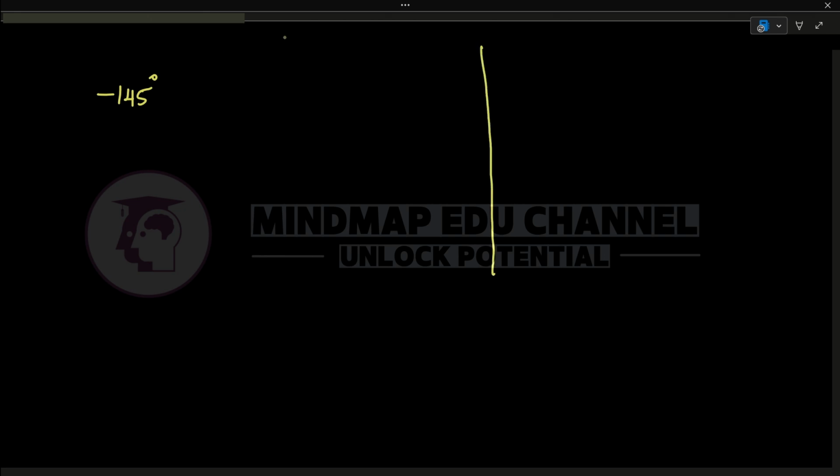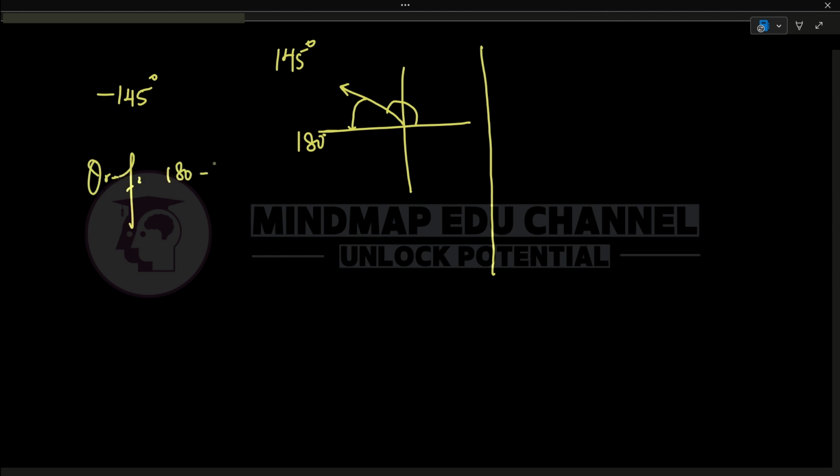Now let's see how we can find the reference angle for negative angles. Here we can have two methods. In two ways you can find its reference angle. The first is by ignoring the negative angle. So I will just ignore the negative sign and see it falls in the second quadrant, correct? And it is near to the x-axis, that is near to 180 degrees. So the reference angle is 180 degrees minus 145 degrees, and that is equal to 35 degrees.